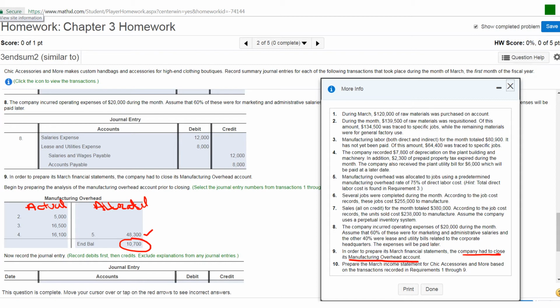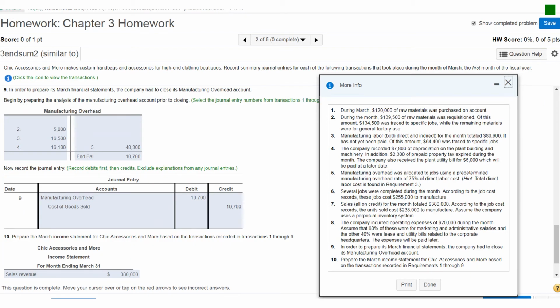So what's going to happen then, and I'll show you this in the next slide, is you have to close out this overhead to cost of goods sold. So to close it out to 0, you're going to be debiting the manufacturing overhead and crediting cost of goods sold because you were over allocated. So we'll show this again on the next slide. All right, so again, as you can see, to get this account to go to 0, you would debit overhead for 10,700 and then credit cost of goods sold for 10,700. That would be transaction number 9.